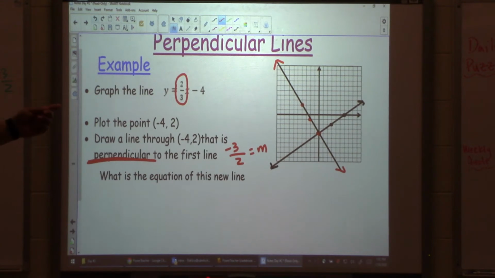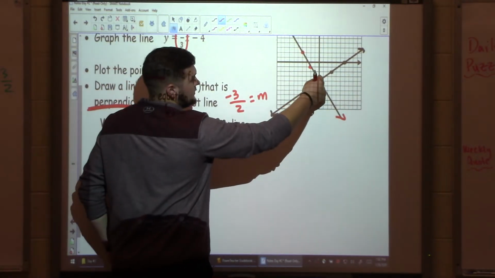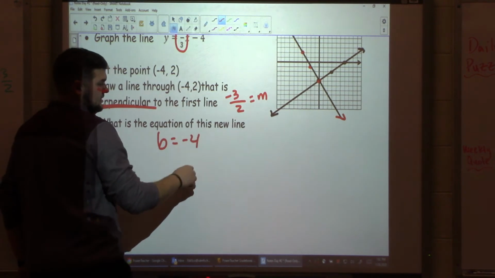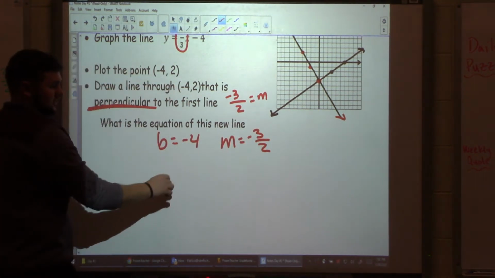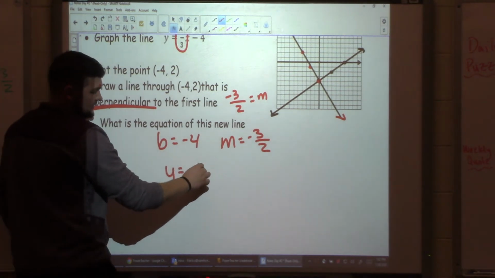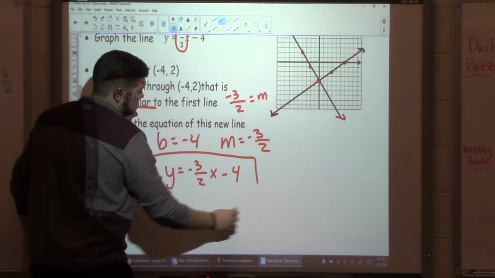Now, this one, we actually have a nice y-intercept, don't we? Yeah, it's going to be 1, 2, 3, negative 4. I know my slope is negative 3/2, so I go to write my equation. Y equals negative 3/2 x minus 4.